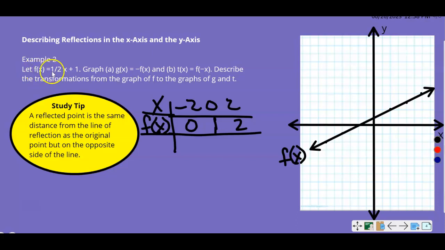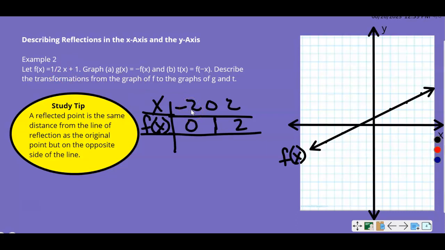So it says let f of x equals 1/2 x plus 1 and t of x equals f of negative x. All right, so again, you can graph this with your slope and y-intercept, but you also can graph this with a table of values. So if I choose some x values, I chose even numbers just to make it easy to plug in.